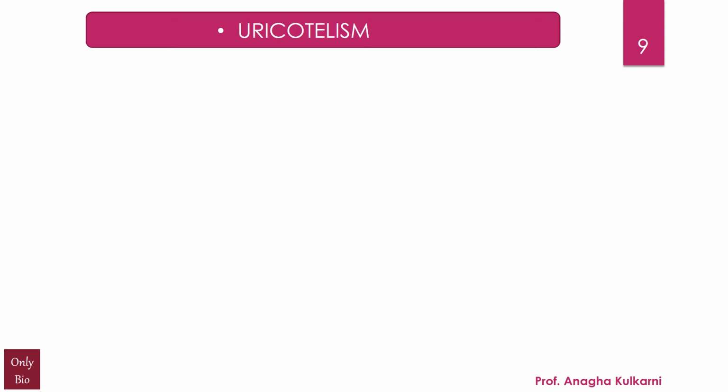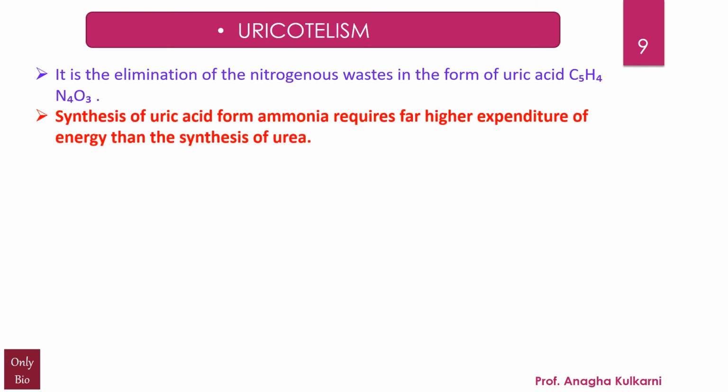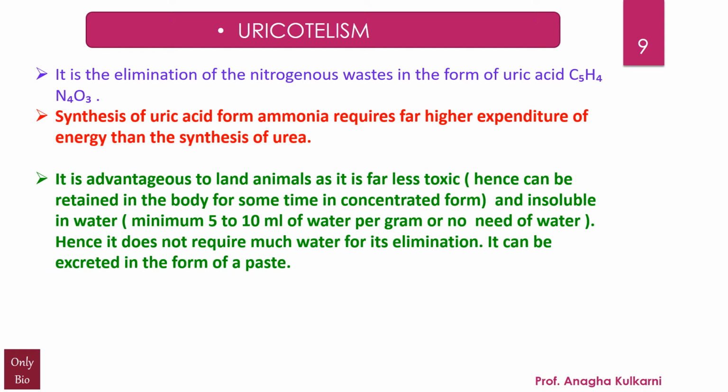Now, the next one is uricotelism. It is the elimination of nitrogenous waste in the form of uric acid, that is C5H4N4O3. I repeat, C5H4N4O3. Synthesis of uric acid from ammonia requires far higher expenditure of energy than the synthesis of urea. Okay, so here energy consumption is more, but water consumption is going to be lesser.